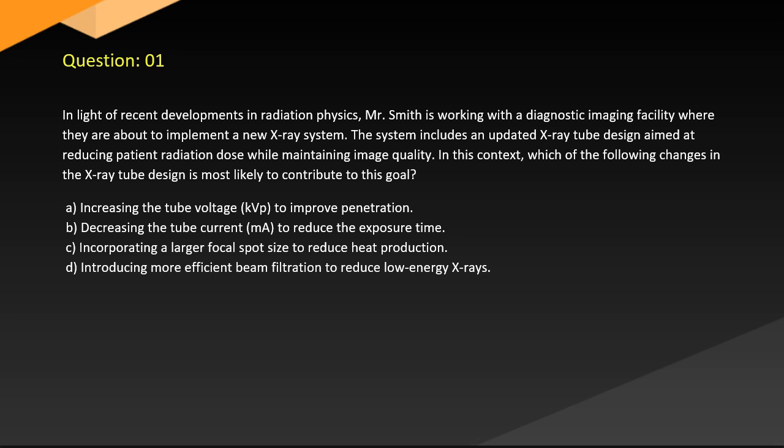goal? A. Increasing the tube voltage, kVp, to improve penetration. B. Decreasing the tube current (mA) to reduce the exposure time. C. Incorporating a larger focal spot size to reduce heat production. D. Introducing more efficient beam filtration to reduce low-energy X-rays.